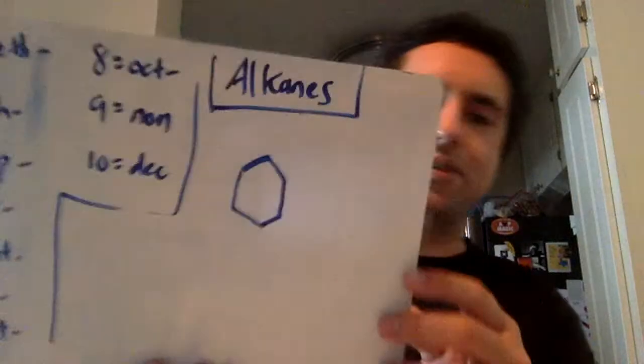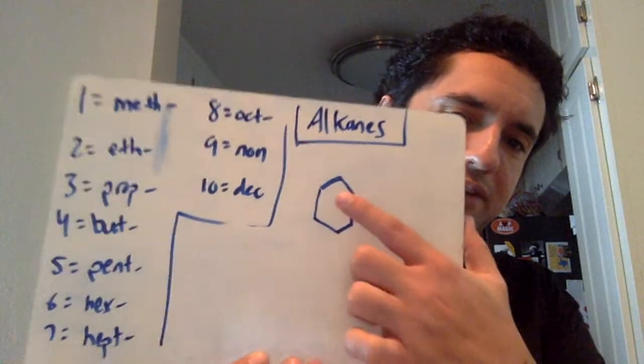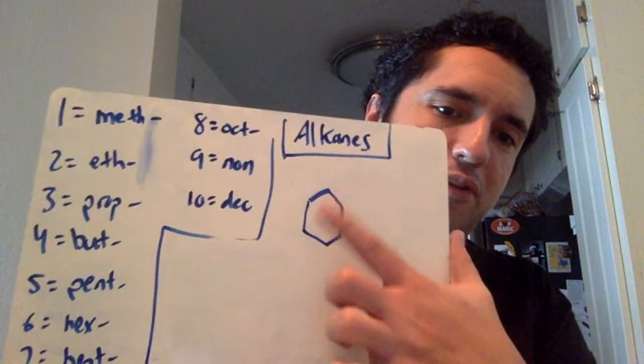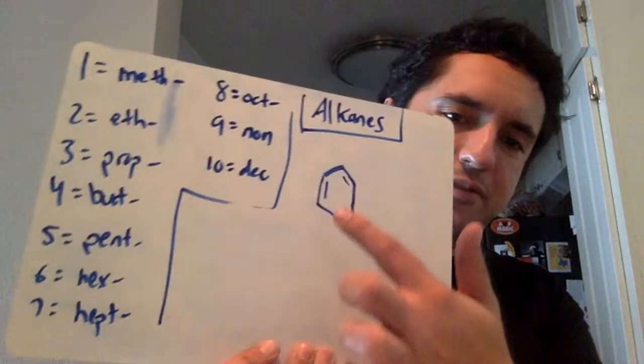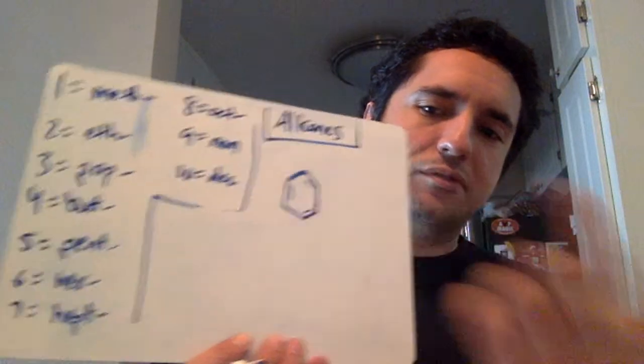I'm not the best at drawing them. It's supposed to be like a hexagon, right? Like 6 carbons. And we call them benzene rings, but there's always double bonds separated. So there's a double bond between those 2 carbons, a double bond between those two, and a double bond between those two. And then sometimes you have to name those branches too.